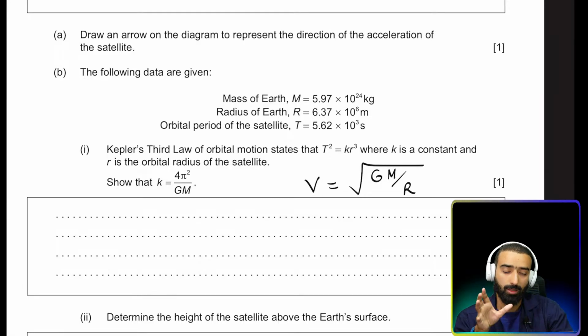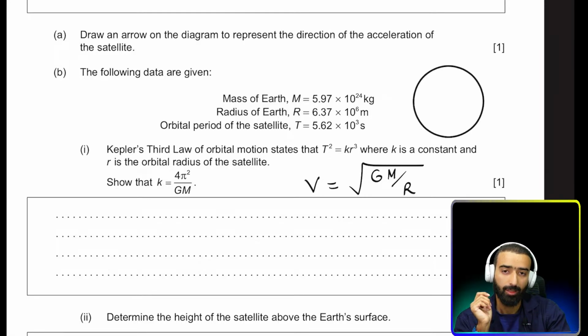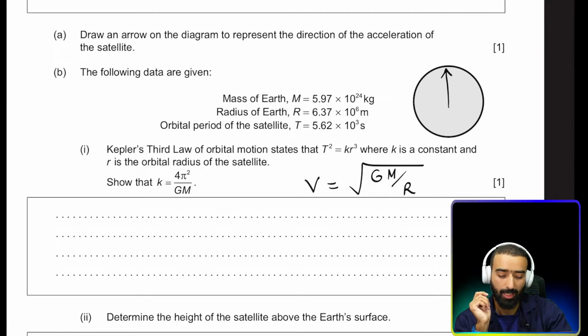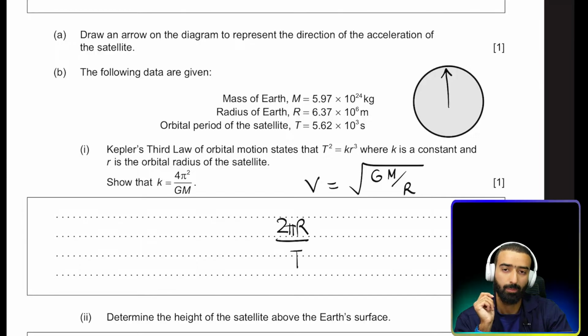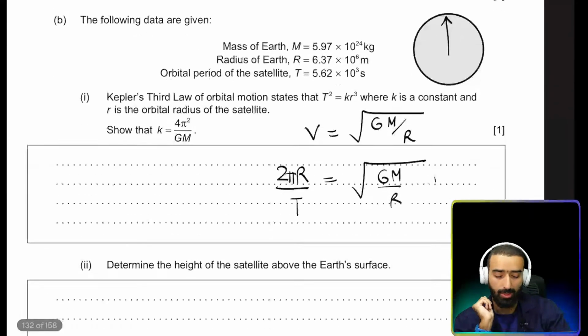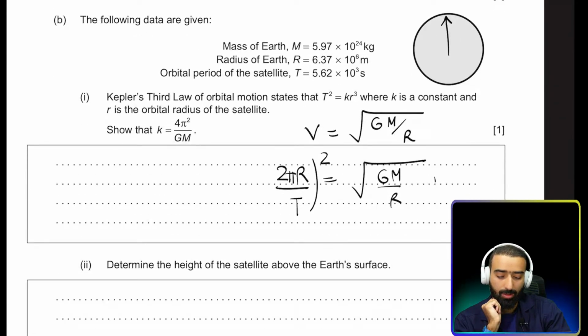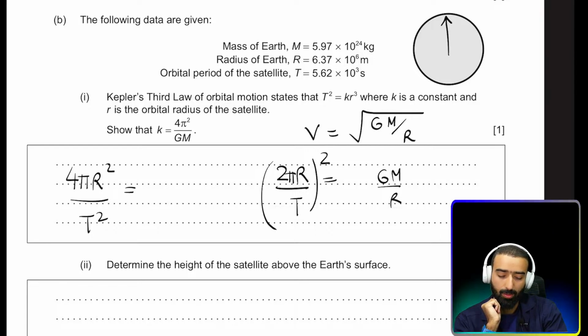So what's the speed? I can rewrite the speed as total distance traveled, that's 2 pi r divided by the time period. So I have 2 pi r over T equals the square root of GM over r. Let's square both sides of the equation. If I square this, the square root will go away. Let's simplify this expression. I get 4 pi squared r squared over T squared equals GM over r.